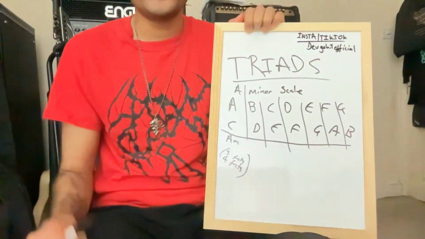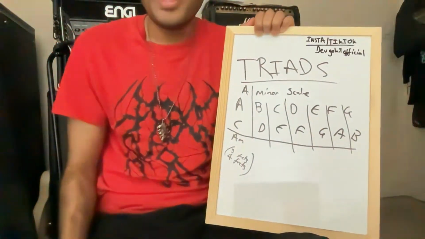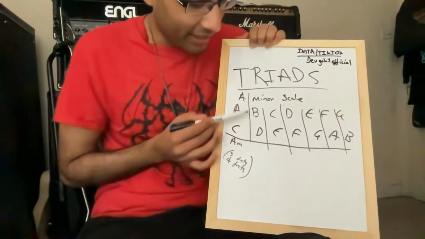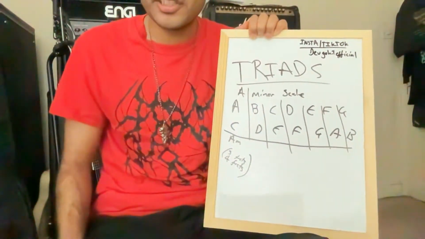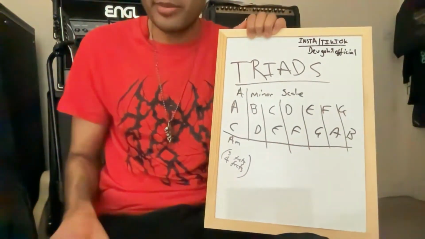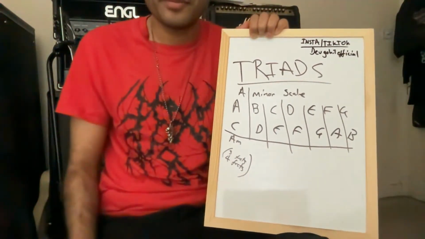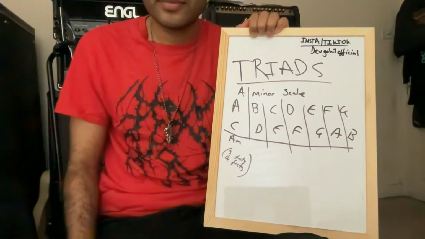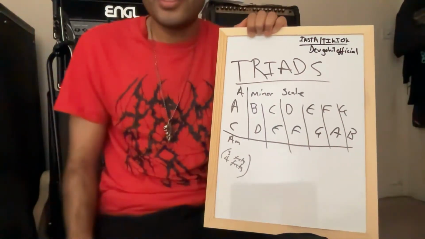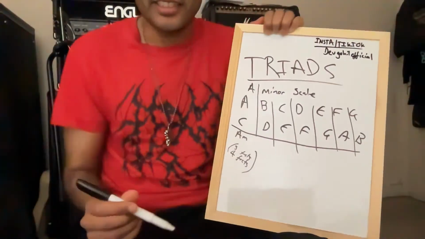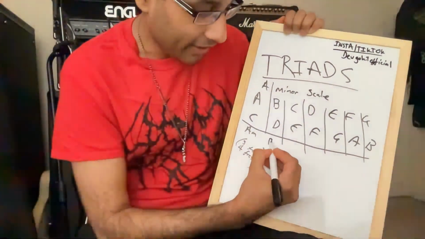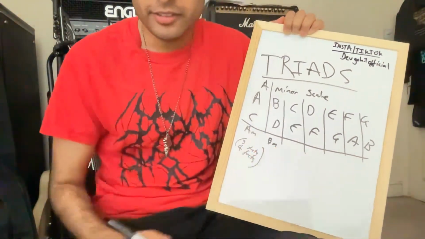Cool. Then what about B and D? You can use your guitars to help you. B and D, how many frets are there between those notes? And what kind of dyad would that be? Would that be major or minor? Yes, minor. So that'll be B minor.